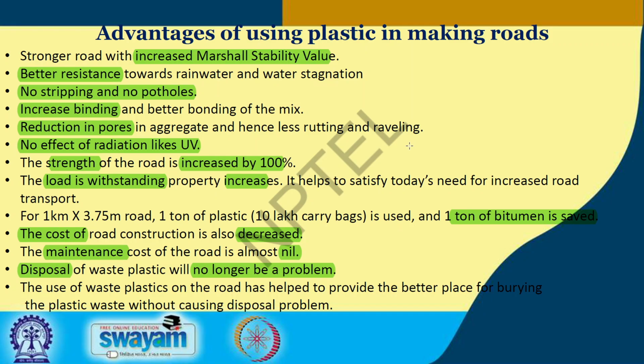So there are all the different types of advantages that I have discussed earlier: increased stability, better resistance, no stripping, increased binding, pothole reduction, no effect of UV radiation. The strength of the road will increase by 100%. Whatever the bitumen road strength, it will again increase by 100%. The load is withstood properly. For increased load withstanding capacity, 1 ton of bitumen will be saved if you use 1 ton of plastic. If you think about the cost, it will be reduced because we are using waste as the raw material. Maintenance cost will be nil, and disposal of plastic waste will no longer be a problem.